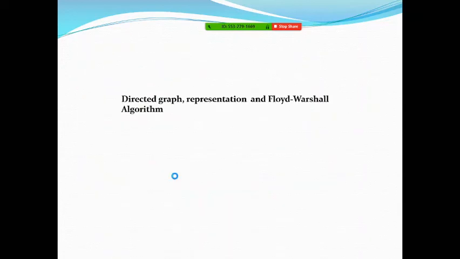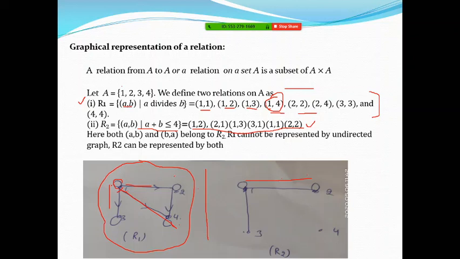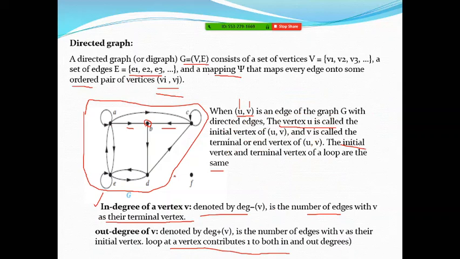Just revising, so it is a directed graph. In a directed graph, there are some relations which are not symmetric, so they are best represented by directed relations. In directed relations, we show these relations by directed arrows. The initial point of an arrow is called the initial vertex, and the terminal point is called the terminal vertex. Then, in this case we are not defining the degree of a vertex; the terms are in degree and out degree. In degree is the number of edges entering the vertex, and out degree is the number leaving that vertex.